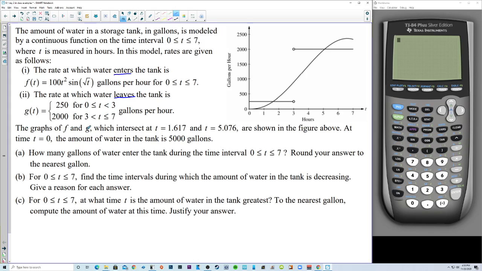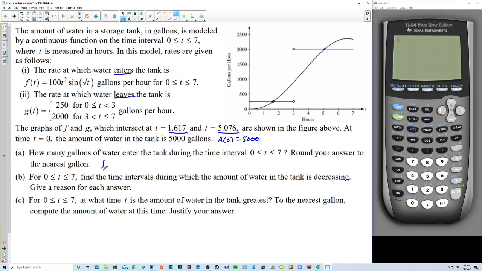The graphs of f and g, which intersect at t equals 1.617 and 5.076, are shown in the figure above. So there's the 1.617 and this is the 5.076. At time t equals 0, the amount of water in the tank is 5,000, so the amount at time 0 is 5,000 gallons. How many gallons of water enter the tank during the time interval 0 to 7? Round your answers to the nearest gallon.